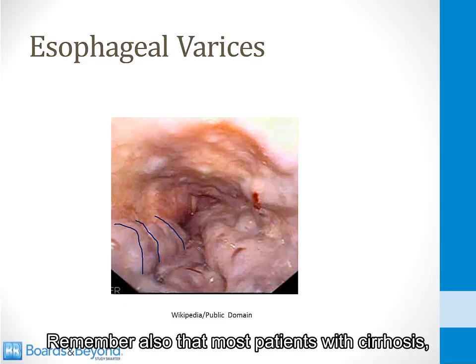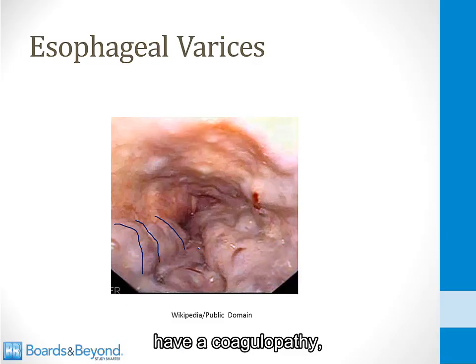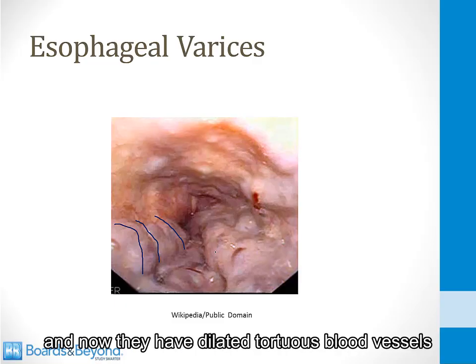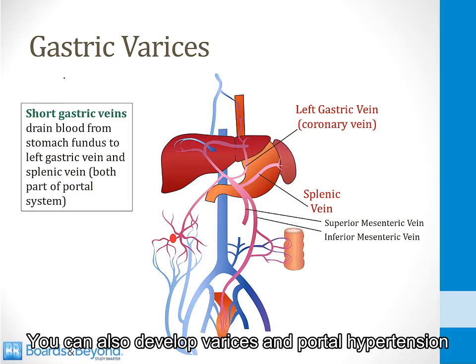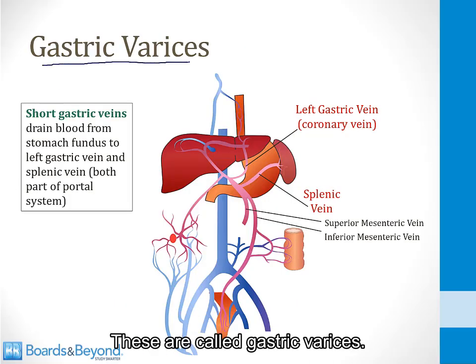Remember also that most patients with cirrhosis have a coagulopathy, so they are prone to bleeding, and now they have dilated tortuous blood vessels in their esophagus. It is a setup for bad things. You can also develop varices and portal hypertension in the stomach. These are called gastric varices.